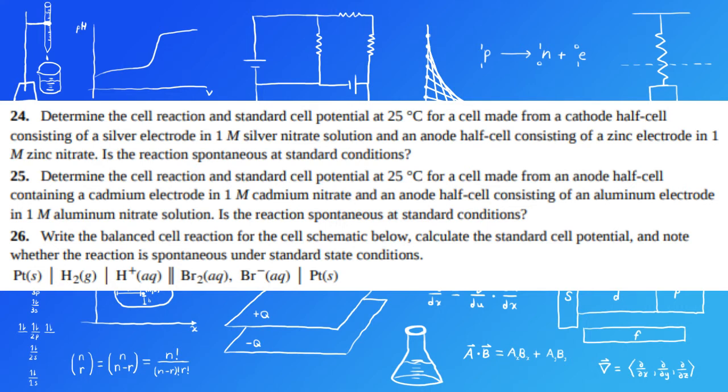25, determine the cell reaction and standard cell potential. Looks like it's the same as 24. 26, write the balanced cell reaction for the cell schematic below, calculate the standard cell potential, and note whether the reaction is spontaneous under standard state conditions.